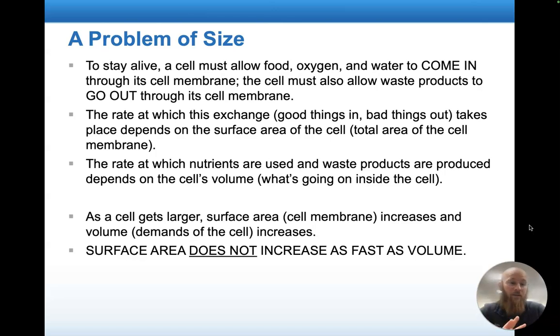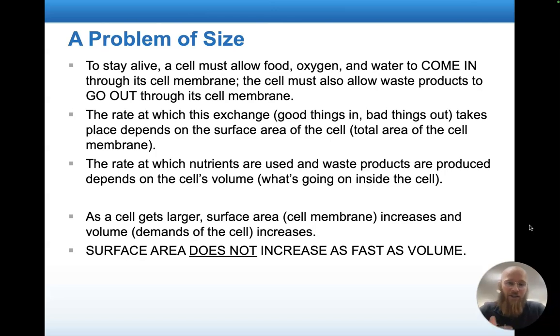Now, let's address some key portions here. To stay alive, a cell must allow food, oxygen, and water, all of the nutrients of life, to come in. And they're going to come in through the cell membrane. And the cell must also allow waste products to go out of the cell. So once we've used things, to prevent clutter from cluttering up the cell itself, we're going to let waste products go out through the cell membrane.